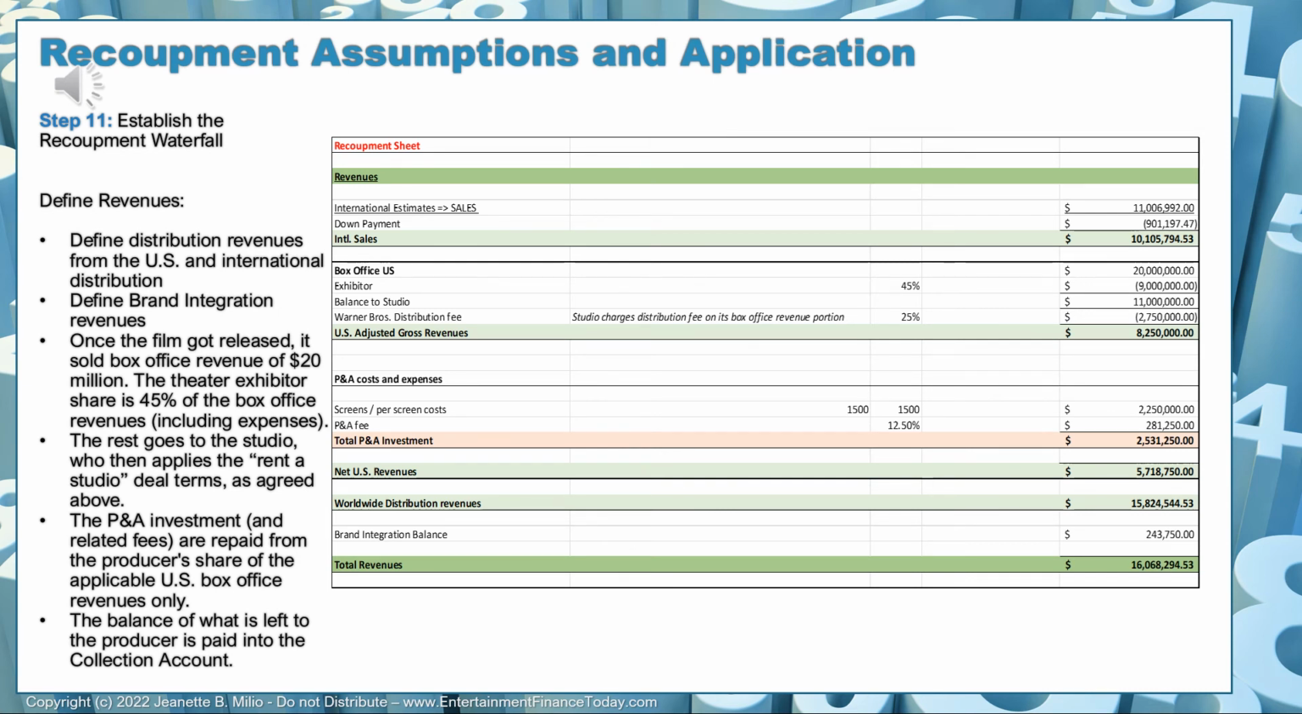We need to then pay our P&A investment of 2,531,250, leaving us with the US of 5,718,750, and together with the international revenues, we get to worldwide distribution revenues of 15,824,544.53. The brand integration, the second payment, is now due. So we are adding 243,750 and getting to total revenues of 16,086,294.53.